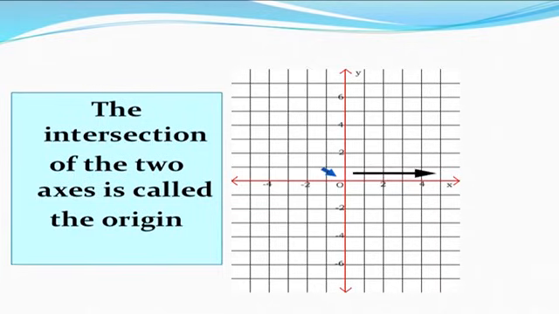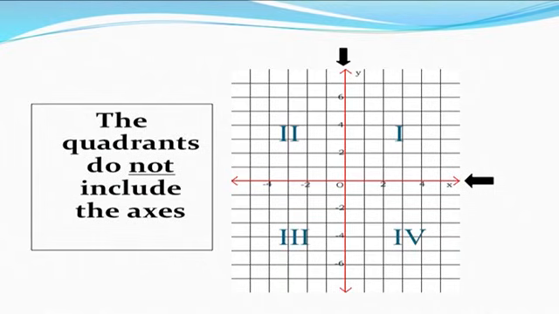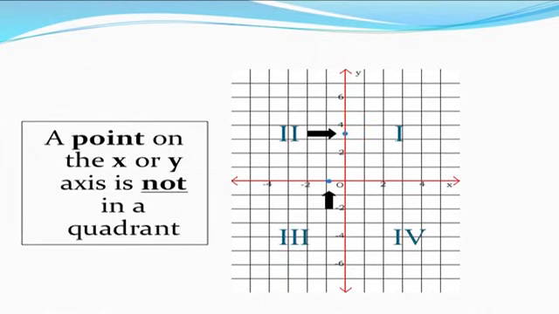To the right of the origin, we have positive numbers. As on the number line, we have positive to the right of 0 and negative to the left of 0. The same is here. And for the vertical axis, above the origin we have positive numbers and below the origin we have negative numbers. The quadrants do not include the axis. A point on the x or y axis is not in any quadrant.